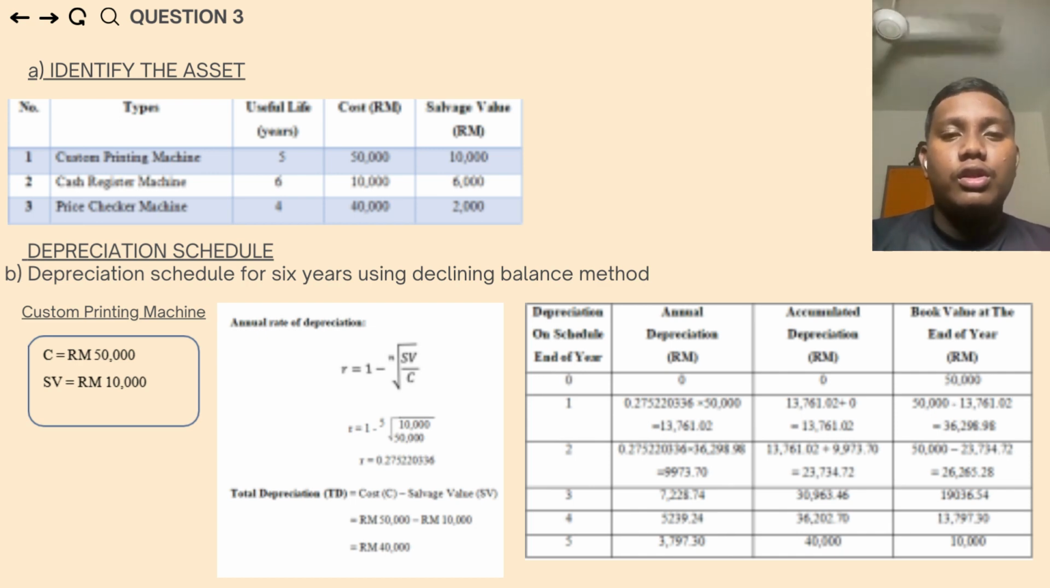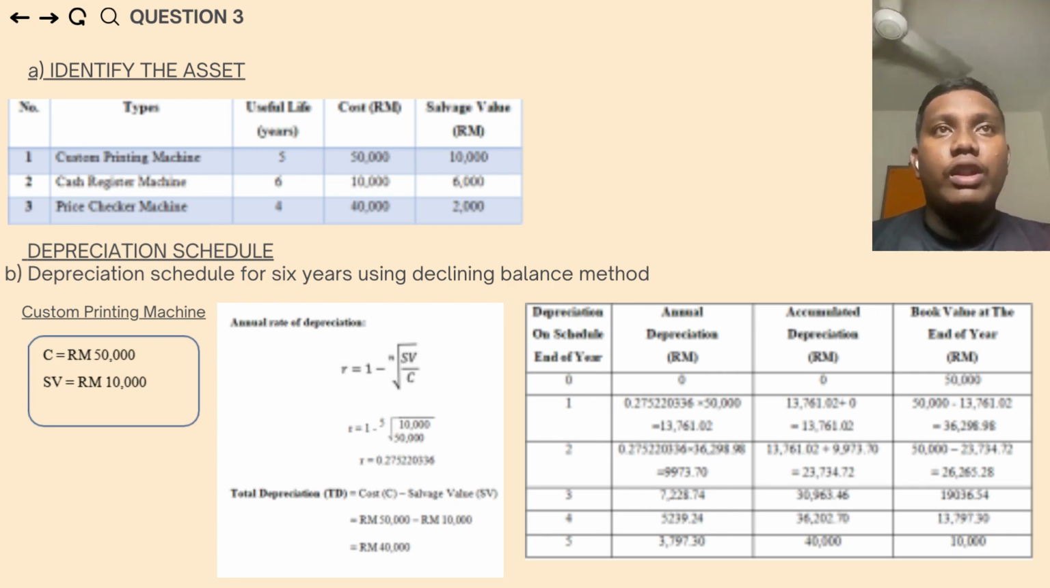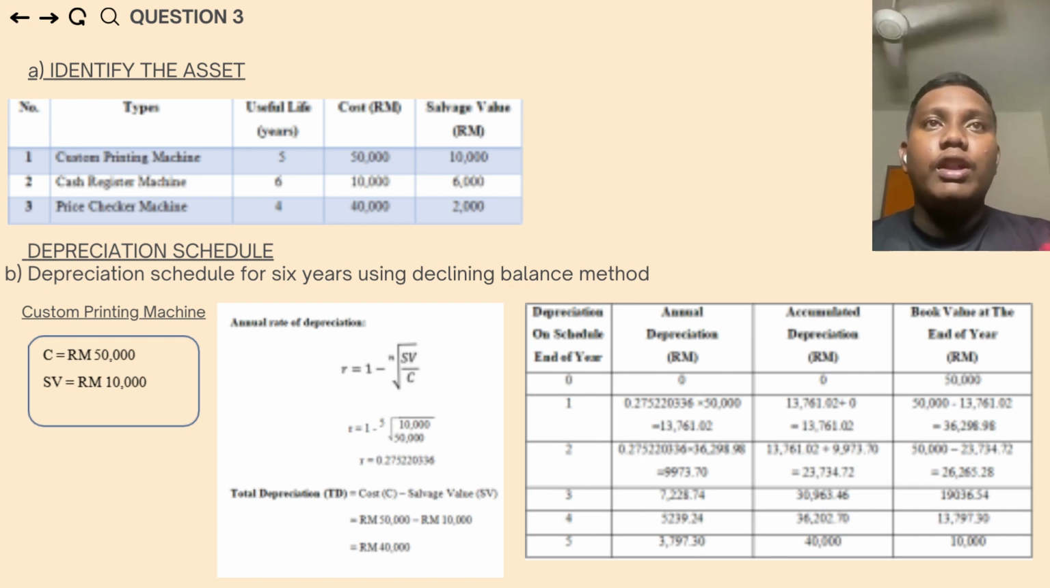For B, we need to get the depreciation using the declining balance method. So we are going to find the depreciation of the custom printing machine for the 6 years using the declining balance method. We have the cost of 50,000 ringgit, the salvage value is 10,000, and N is 5 years. The annual rate of depreciation is R equals 1 minus the Nth root of SV over C. So we get R equals 0.27522036. So for the total depreciation, we need to find the cost minus the salvage value.